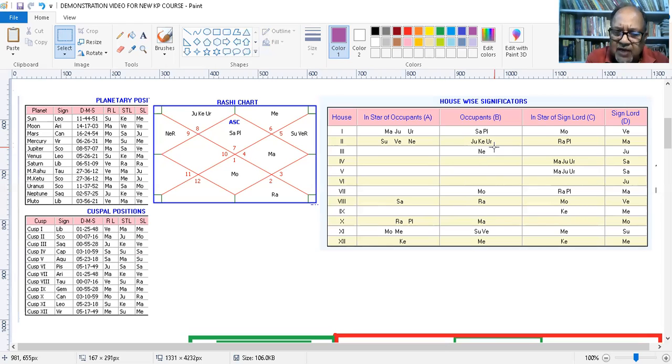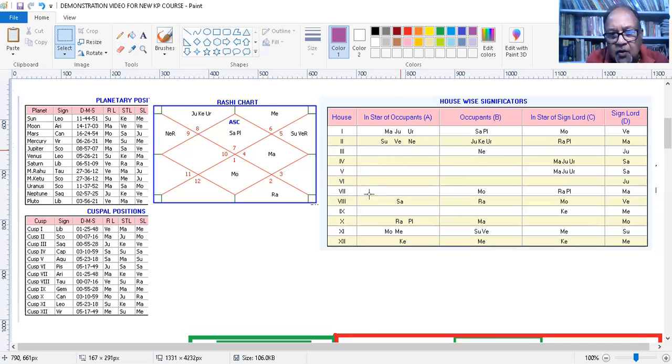Another thing that I explained in my last video: in front of any house, if column A is occupied, the planet found in column A is the strongest significator, or the result giver, of the house in front of which it appears. Okay. Suppose column A is blank.